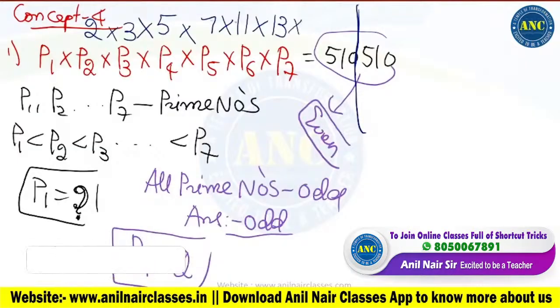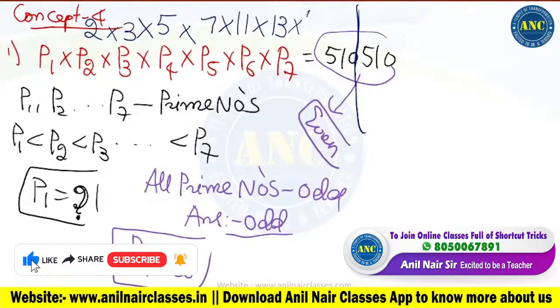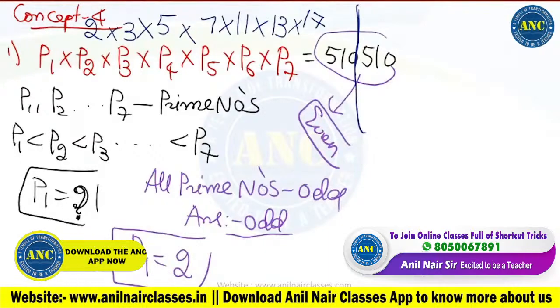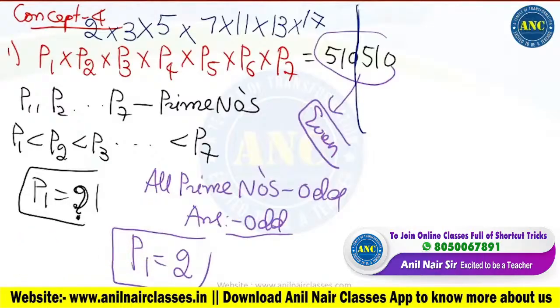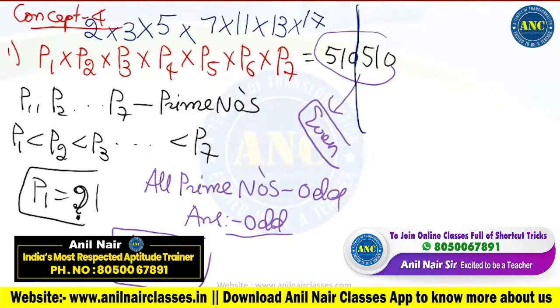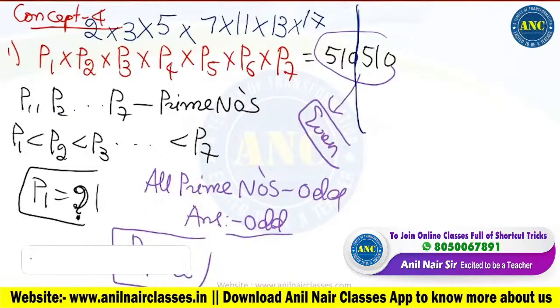Now if you see here, these 7 prime numbers, 1, 2, 3, 4, 5, 6. After 13, what is the next prime number? 17. 17 times 30 is 510. So we got the answer as 2, 3, 5, 7, 11, 13, 17. Is it clear? Just by looking at the question, you can find out the values of P1 to P7 if you know the divisibility rules of some selected prime numbers. Concept number 4. I hope it is clear. First problem done. Second one.